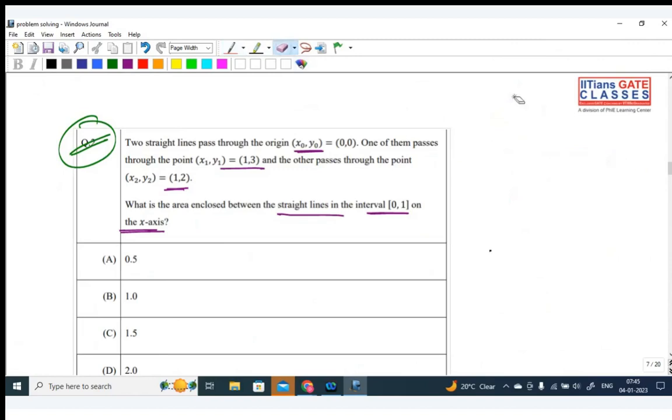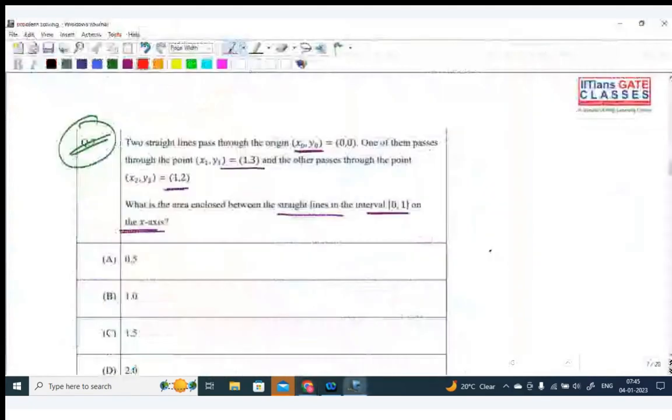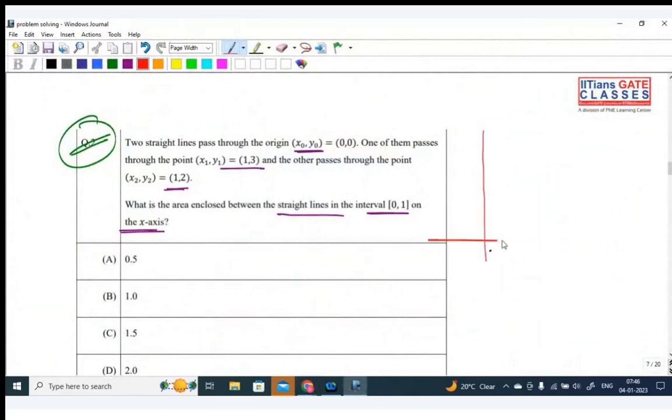Try to solve this question quickly. I will solve this. So what we can do here is plot this. Just see how I'm going to plot. This is y and this is x. For x you can take 1, 2, 3, 4, and for y 1, 2, 3 and 4, right? Now all these points are given, so you can plot them here.